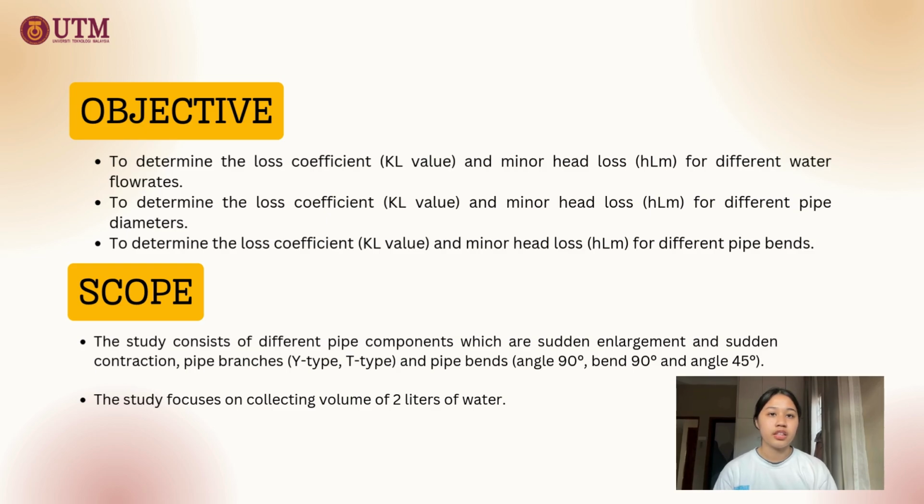The second one is the objective and scopes. The objective is to determine the loss coefficient and minor head losses for different water flow rate, pipe diameters and pipe bends. The scope of the study consists of different pipe components which are sudden enlargement, sudden contraction, pipe branches which are Y-type and T-type, and pipe bends, angle 90 degree, bend 90 degree and angle 45 degree. The study also focuses on collecting volume of 2 liters of water.